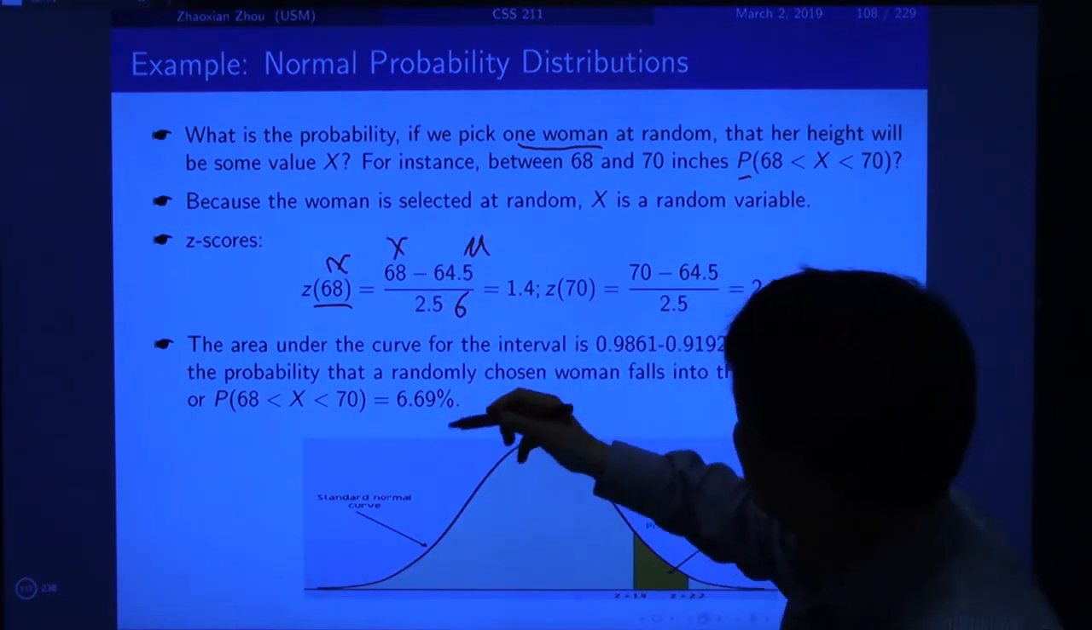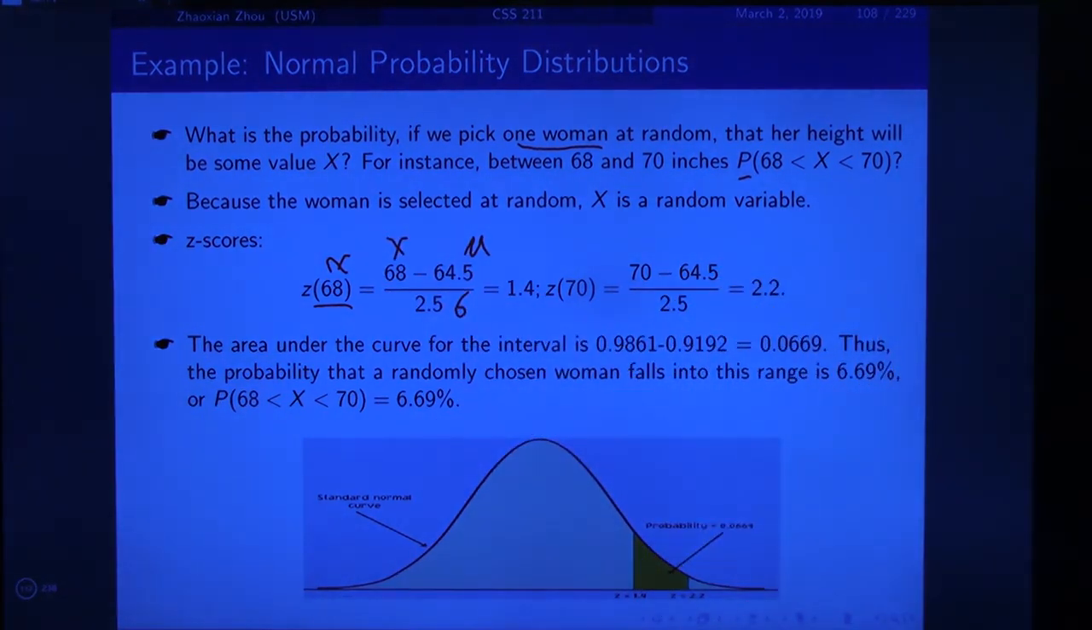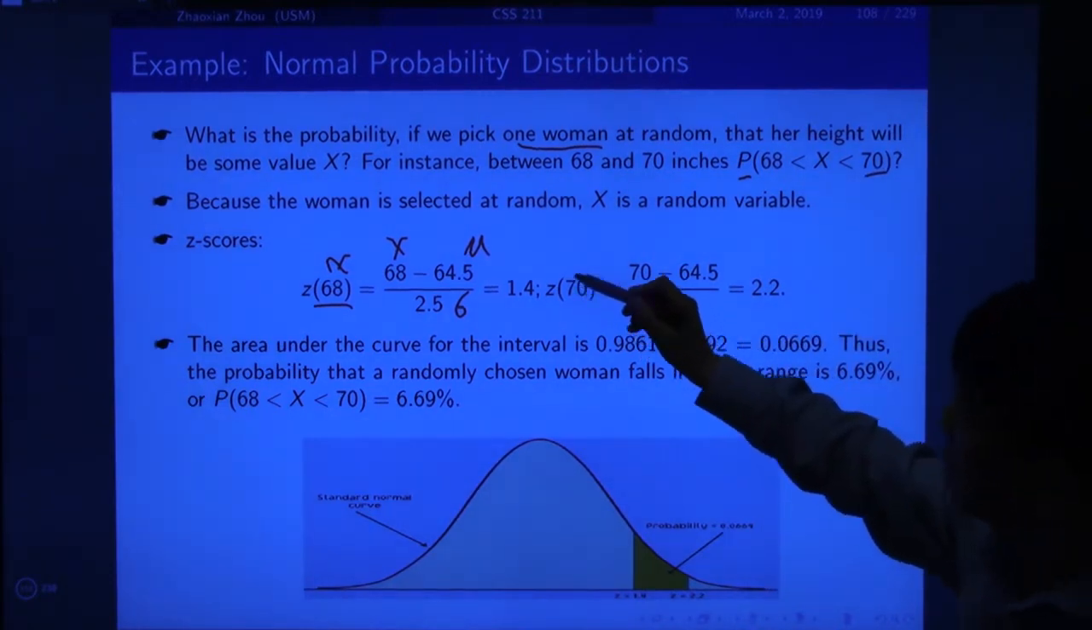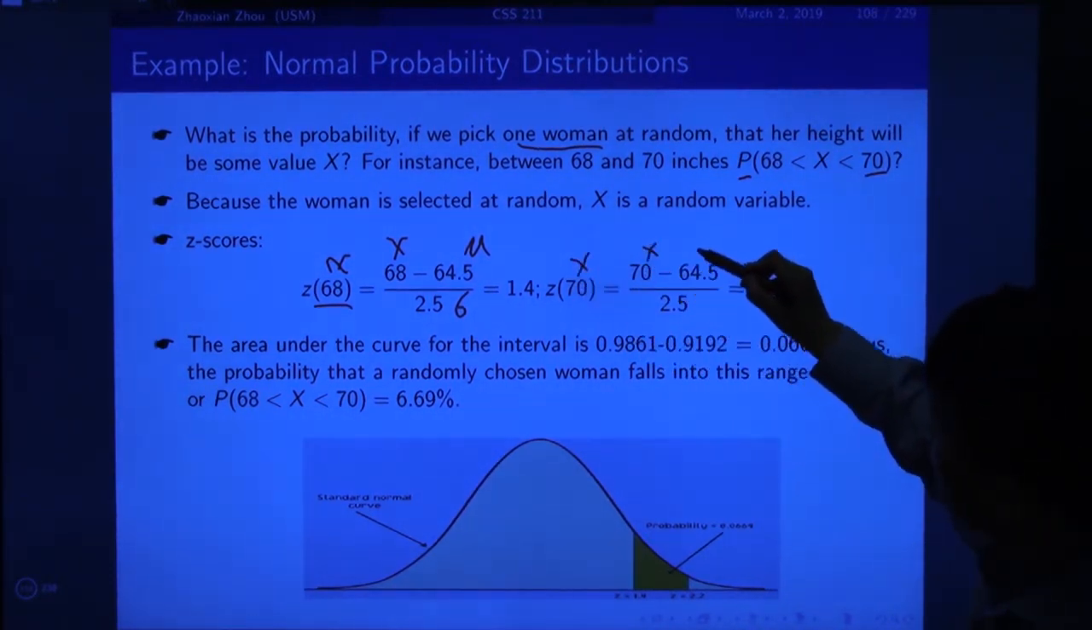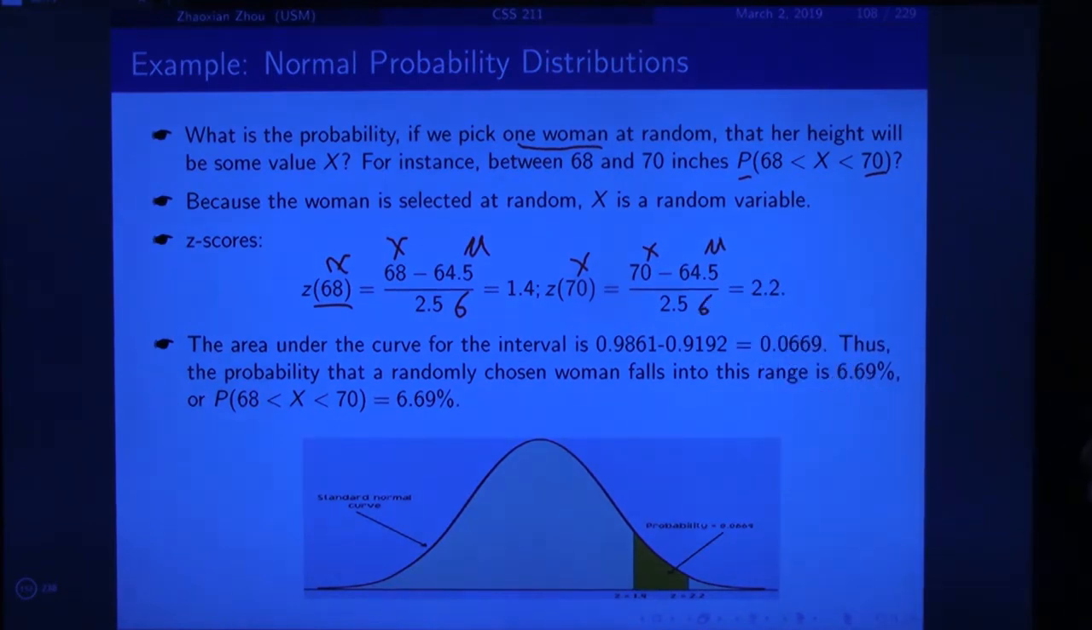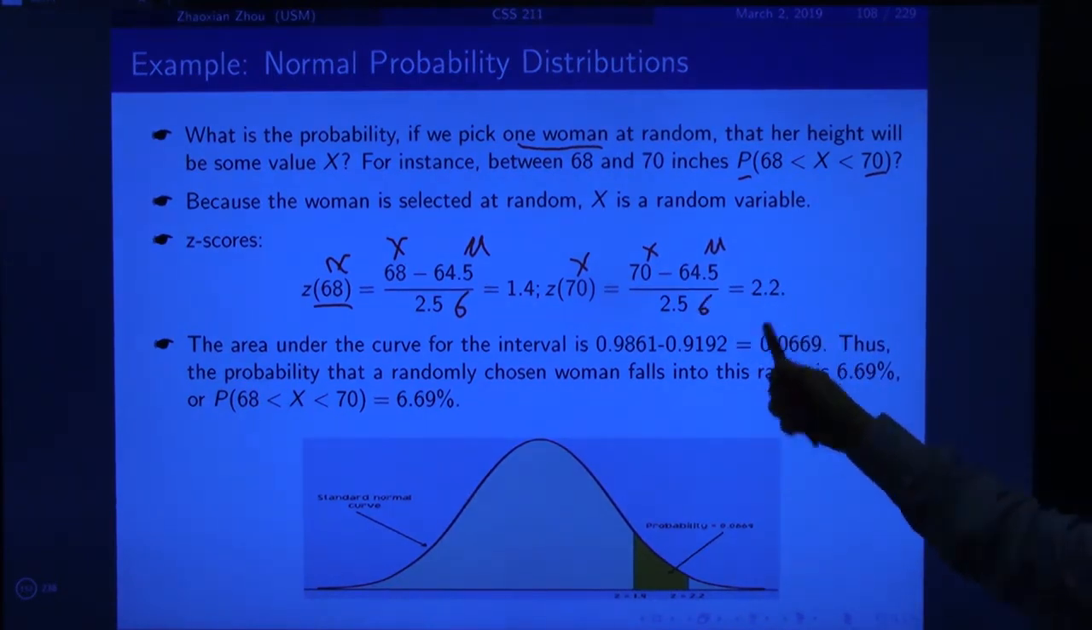This is x. Then z equals 1.4, and corresponding to the other one, x equals 70. This is x, and this is x. This is mu, and this is the standard deviation, and that z equals 2.2.